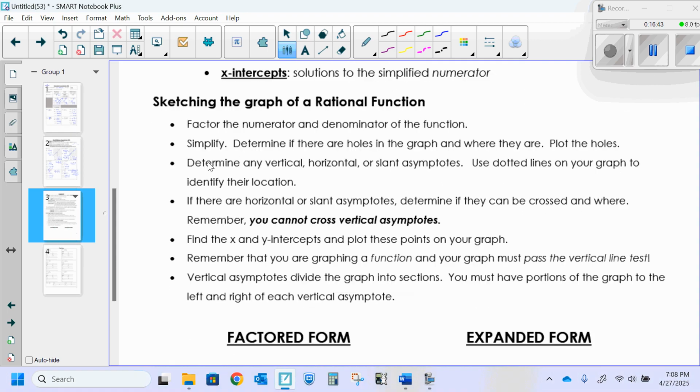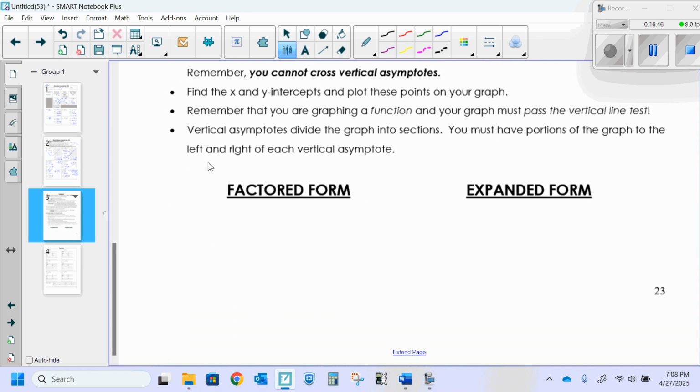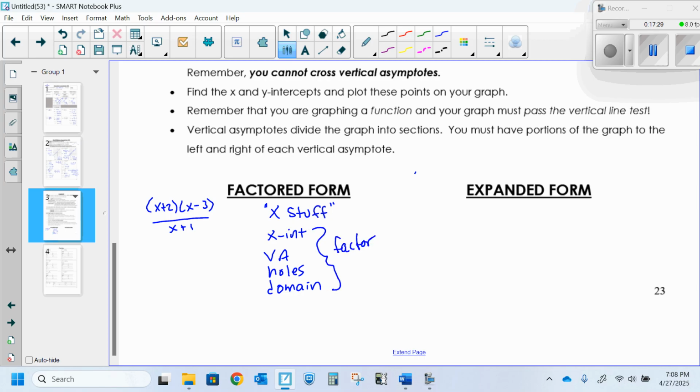And then we're going to sketch here shortly, but I just wanted to remind you about the difference when it's in factored form. So let's do, like, x plus 2. This is factored form. So what are the things we can easily find from factored form? This is all your x stuff: x-intercepts, vertical asymptotes, holes, domain, of course. So these are all your factors. The factors give you these things.